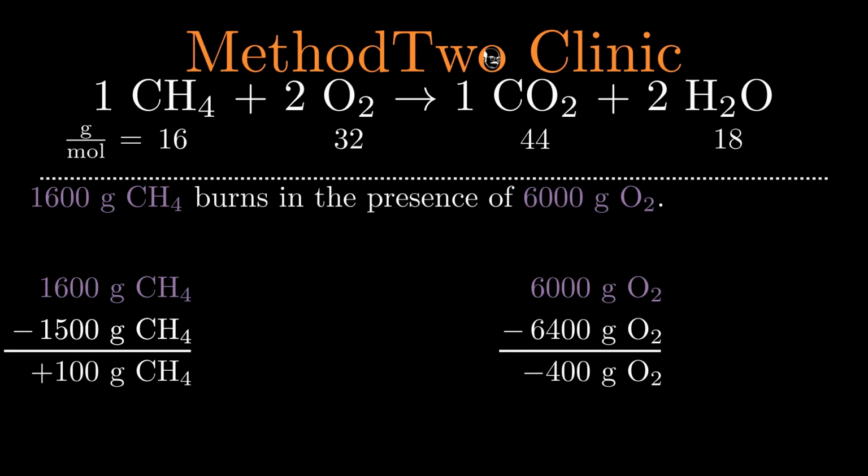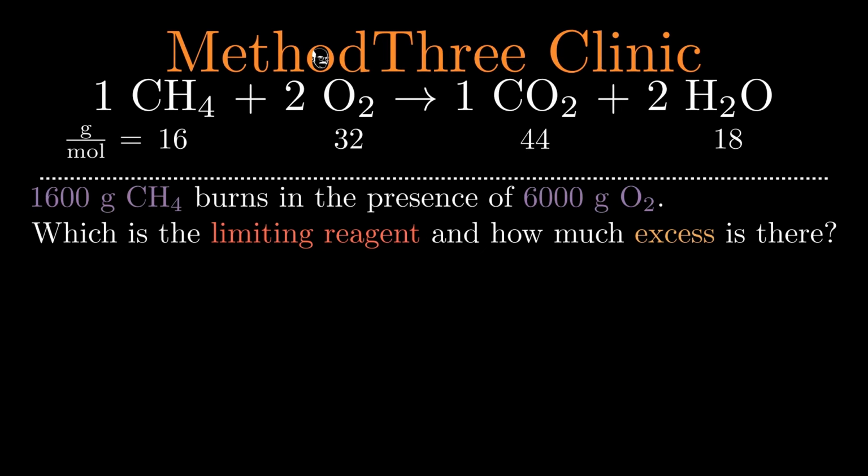That 100 grams of additional methane should sound familiar because it is exactly the amount of excess we determined in method 1. The oxygen is limiting because there is 400 grams less than the amount required. Method 2 saved us one stoichiometry grid, but method 3 doesn't require them at all. And that's because we use the available information differently.